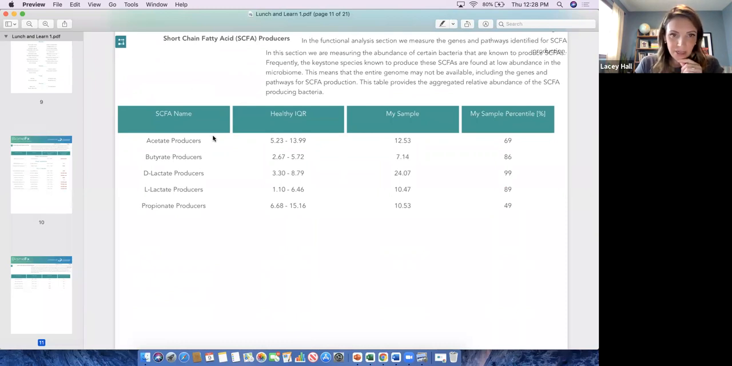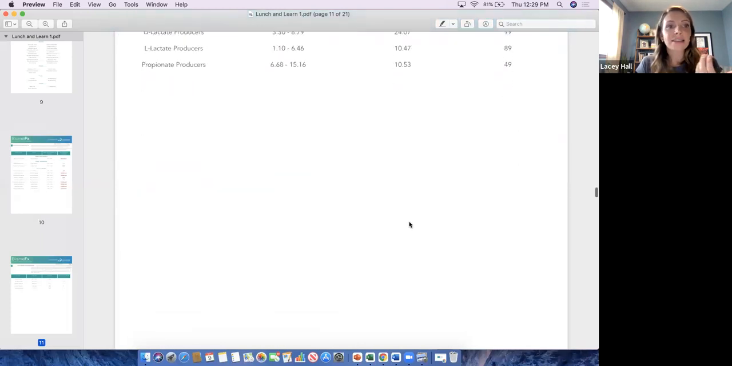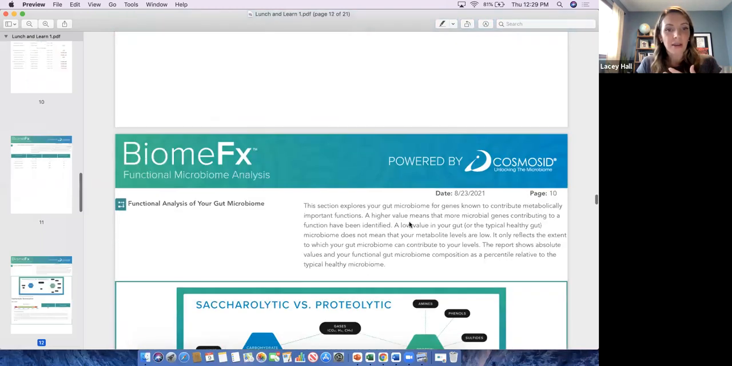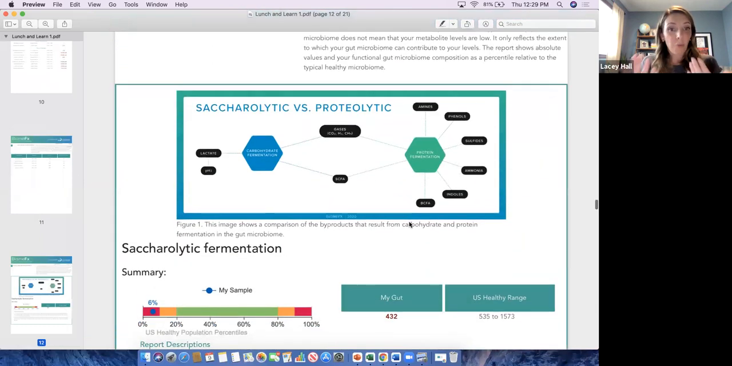Okay, so for our short chain fatty acid producers, this is where our test begins to differ. We look at our producers, we look at how many have been detected and what percentile they're in. And then we look at the genes and the functionality to see, are they working? Are they doing what they're supposed to do? So how the bacteria are actually functioning within our gut becomes really important. So I'm going to move this over a little bit.